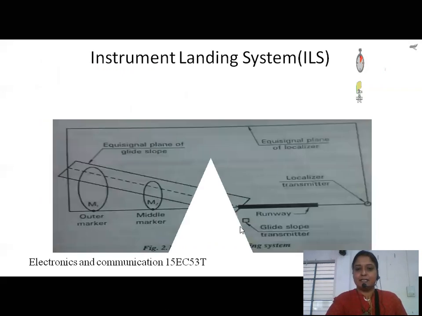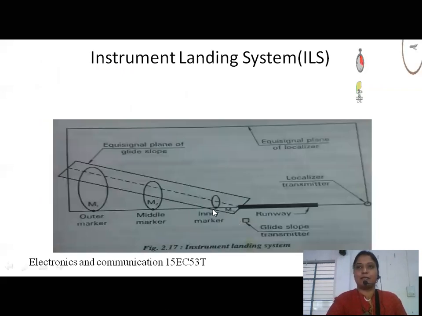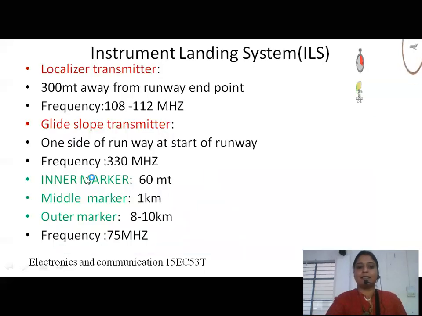Here is the distance: it is 60 meters from this point to this point. It is 1 kilometer from this point to this point, and again 8 to 10 kilometers here. Next, the frequency. All are generating the same frequency. Therefore, it is 75 megahertz here.